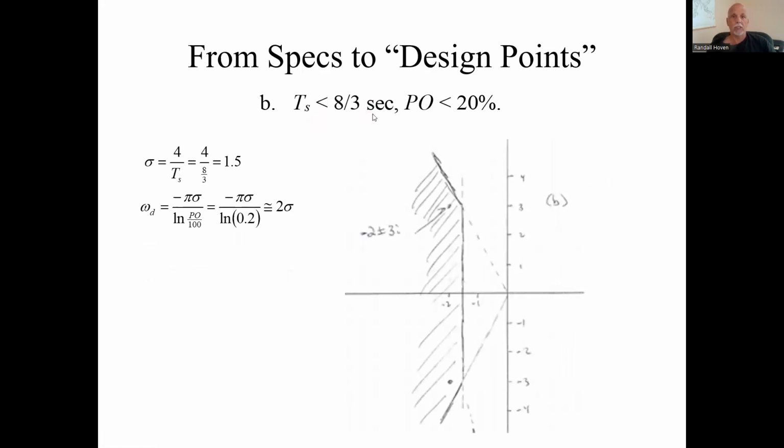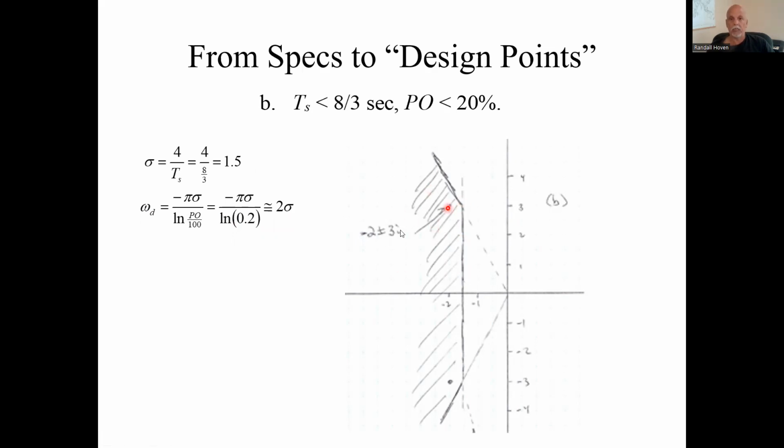What if I were given a settling time spec and a peak overshoot spec? Well, the settling time is easily calculated from the formula sheet. That gives me this vertical line here at minus 1.5. Peak overshoot spec gives me a relationship between omega d and the sigma. I already had the sigma, so in this case I calculated it exactly. It's at about 2 sigma, which is 3 here. So this corner is at minus 1.5 plus j 3.